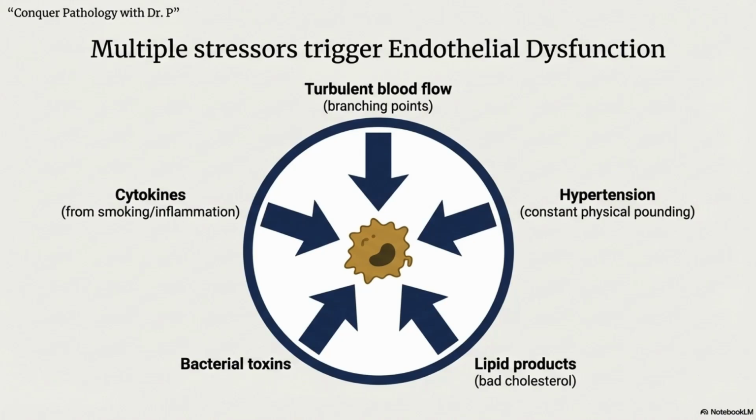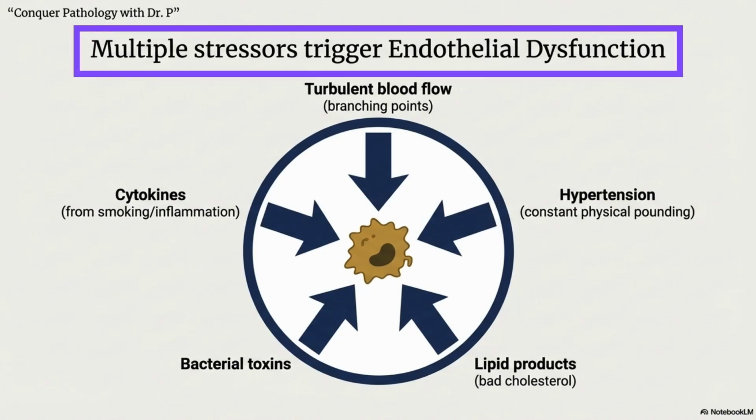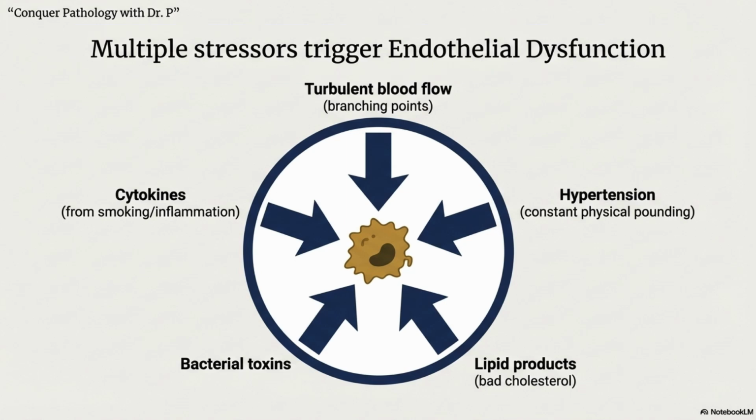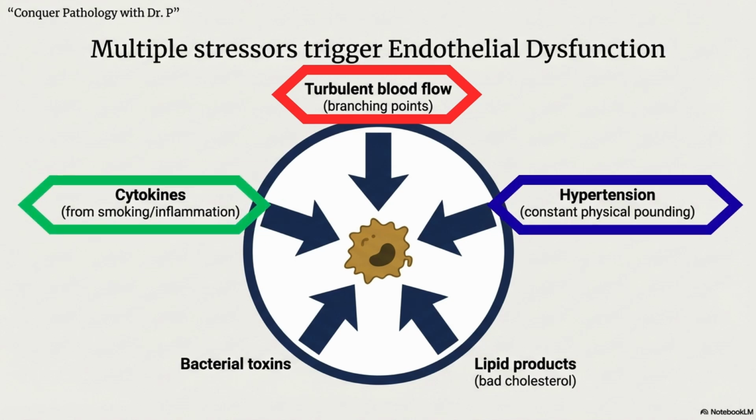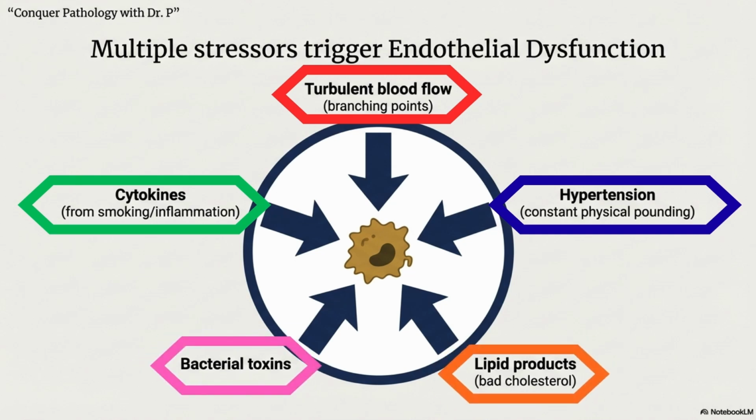But what happens when things go wrong? Read this slide. Multiple stressors trigger endothelial dysfunction. What exactly are these stressors? As listed here, we have turbulent blood flow, which usually happens at branching points. We have cytokines, which come from smoking or inflammation. Then there is hypertension, which causes a constant physical pounding against the wall. And we also have bacterial toxins and lipid products like your bad cholesterol.